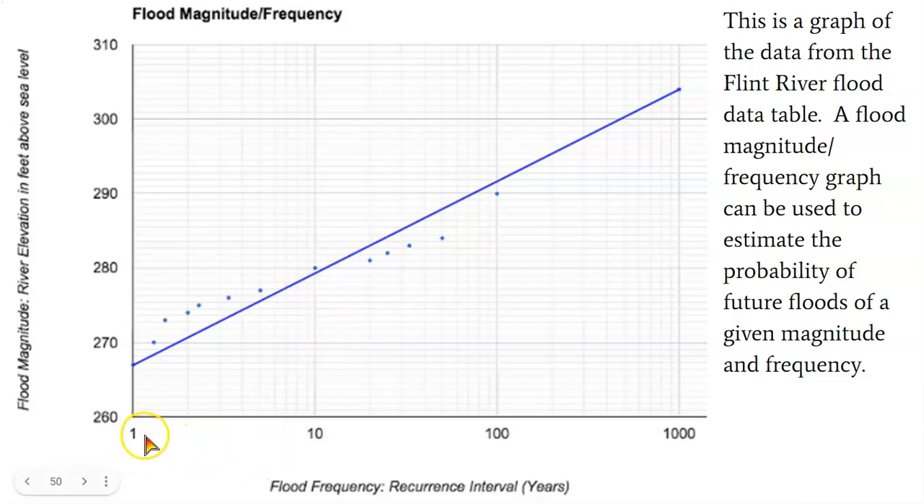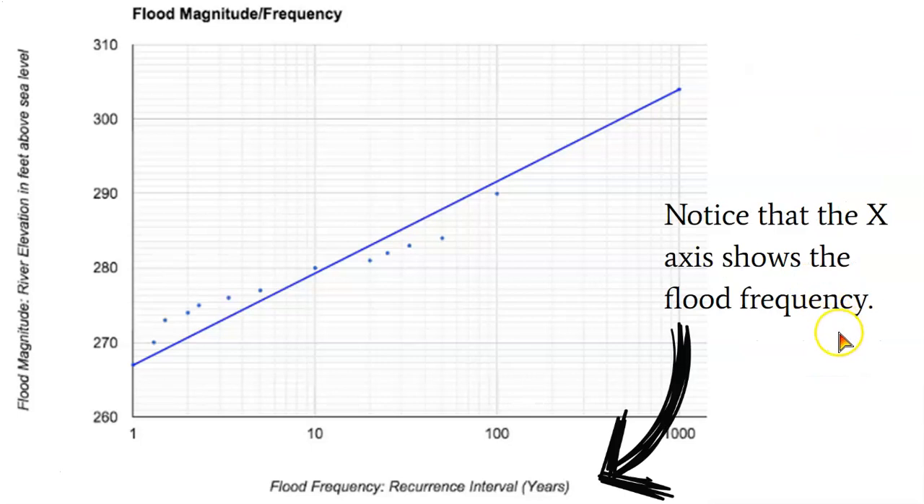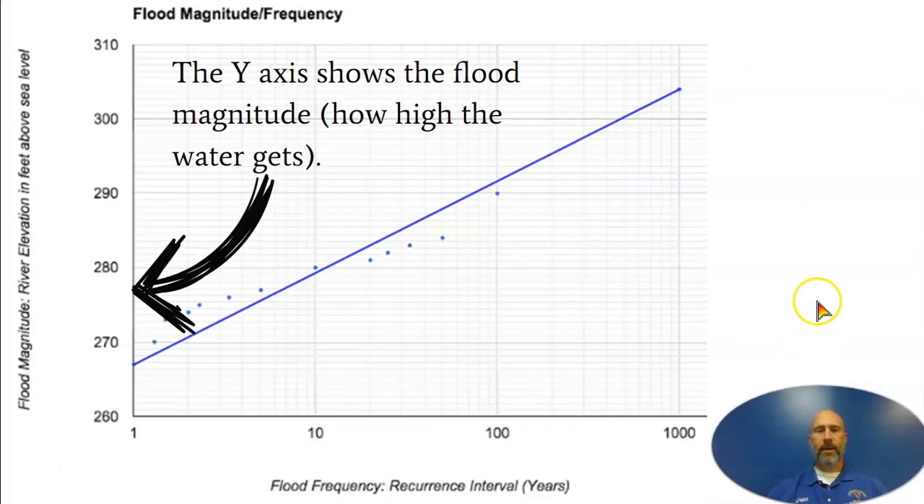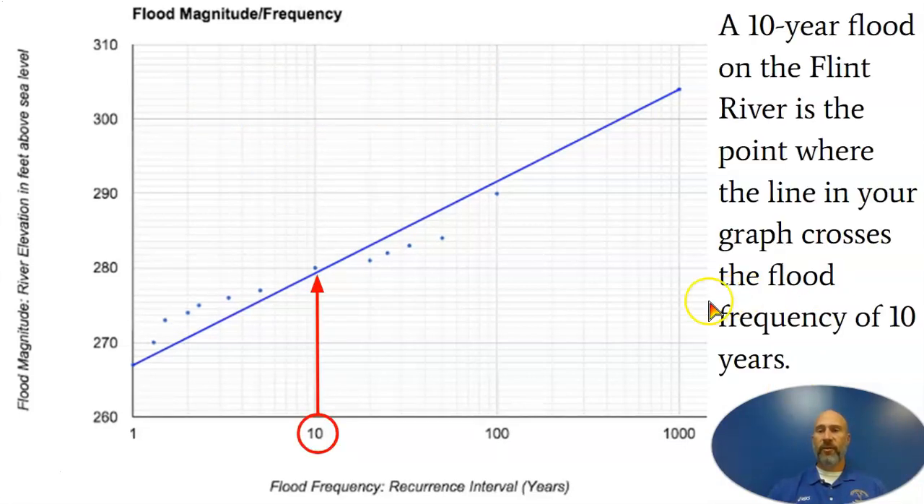Okay, so then basically what we do is we take all those numbers and we graph them, right? So here's the flood frequency: the 1 in 1 year, the 10-year flood, the 100-year flood, the 1,000-year flood, and then this is the elevation above sea level, right? We're looking at how high they are here. Notice that the flood frequency is on the bottom, and there's how high the river gets along the side there. So a 10-year flood on the Flint River is the point at which that flood frequency crosses this line. So this is once every 10-year band right there.